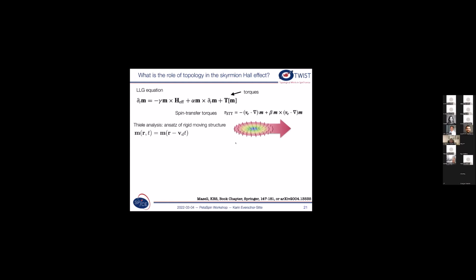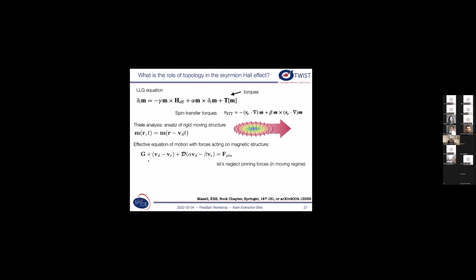And let's do a Thiele analysis of a rigid moving structure. So just saying that our magnetic structure moves with a certain drift velocity. So if we take this approximation, then we can derive the equation of motion of this rigid moving structure, which, by the way, does not have to be a Skyrmion. I just plotted the Skyrmion here because it's nice. But we get an effective equation of motion, which shows us the forces that I've mentioned before, which are pinning forces, dissipative forces, and then these Magnus forces, which are perpendicular for any rigid structure.